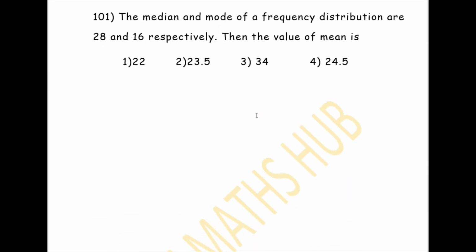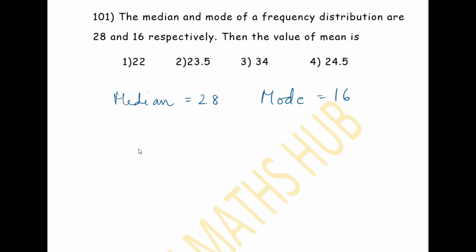Now moving to question number 101. The median and mode of a frequency distribution are 28 and 16 respectively. Then the value of mean is what? Median equals 28 and mode equals 16. We need to find out the mean.